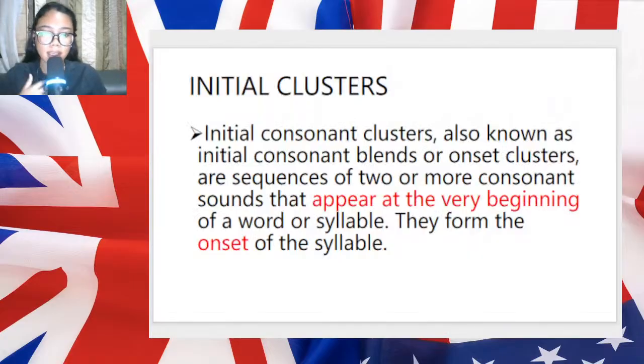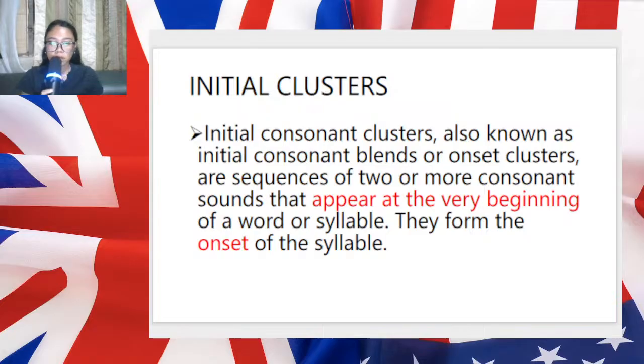Now, as the slide highlights here, these are quite specific. They are essentially sequences of two or more distinct consonant sounds that consistently appear right at the very beginning of a word, or, if a word has multiple syllables, at the beginning of a syllable. That is a consonant cluster. It appears at the very beginning of a word or a syllable.